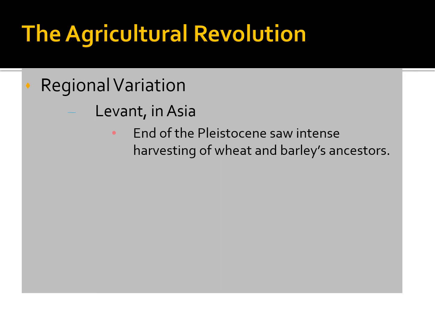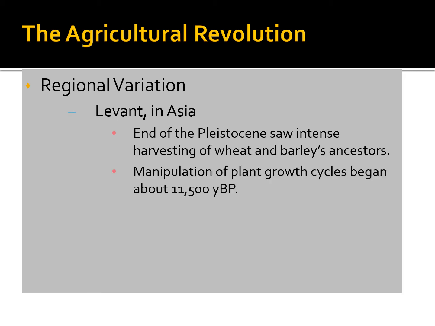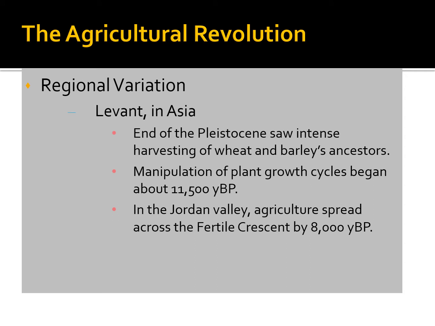So at the end of the Pleistocene period, this area saw intense harvesting of wheat and barley ancestors. The manipulation of plant cycles, at least archaeologically, we can prove goes as far back as 11,500 BP. And in the Jordan Valley, agriculture spread across the entire Fertile Crescent by 8,000 BP, right? So this is something that was invented and spread relatively rapidly, right? And some of the villages that were founded during this time, like Jericho, are actually still cities that exist today.